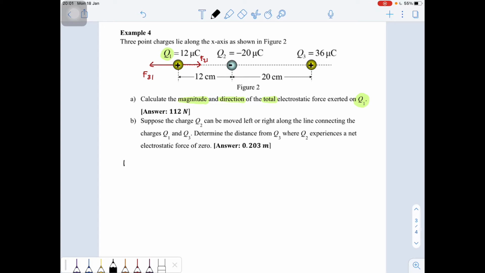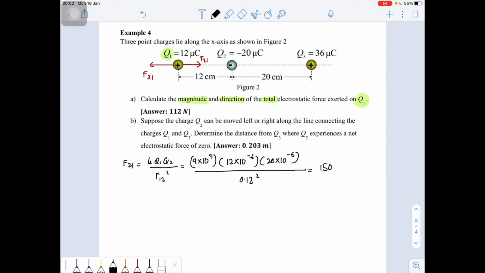Now we have to find them one by one to find the total. We do the F21 first using Coulomb's law: K Q1 Q2 divided by r12 square. K is the constant, Q1 is 12 microcoulomb, Q2 is 20 microcoulomb, divided by the distance between 1 and 2, which is 12 centimeter, convert to meter, and then you will get 150 Newton. And this one is going to the right.